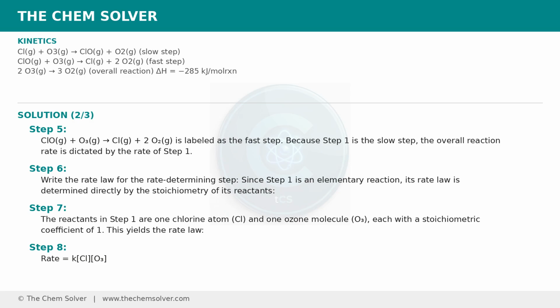Write the rate law for the rate-determining step. Since step 1 is an elementary reaction, its rate law is determined directly by the stoichiometry of its reactants. The reactants in step 1 are one chlorine atom, Cl, and one ozone molecule, O3, each with a stoichiometric coefficient of 1. This yields the rate law: rate equals k [Cl][O3].